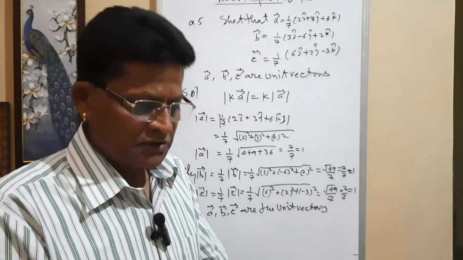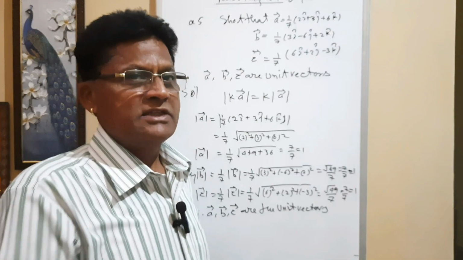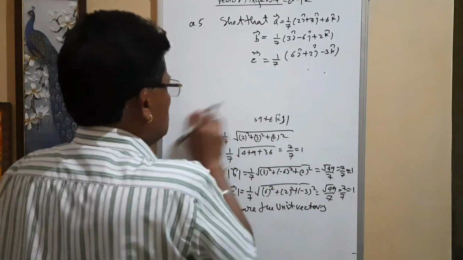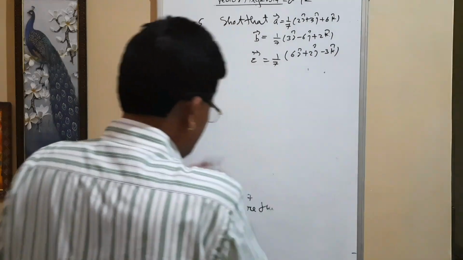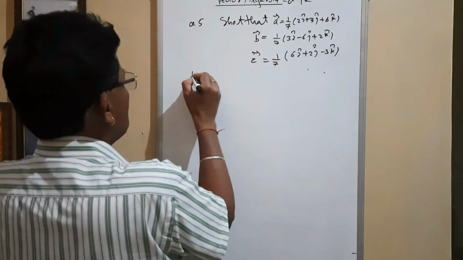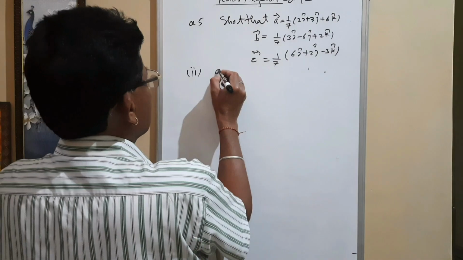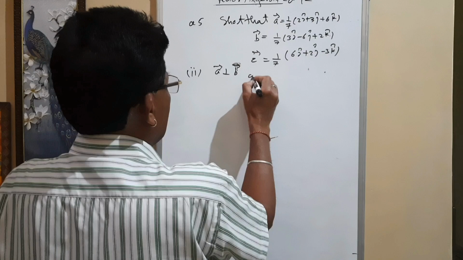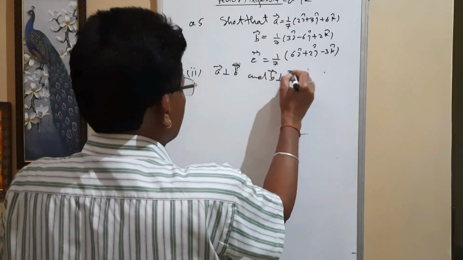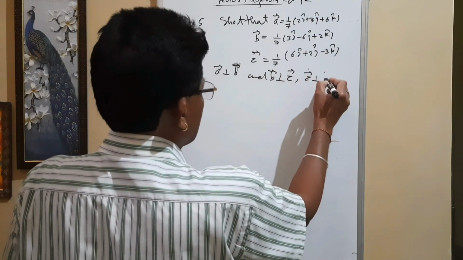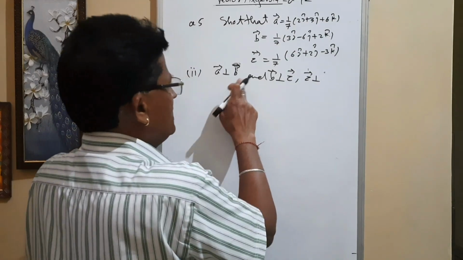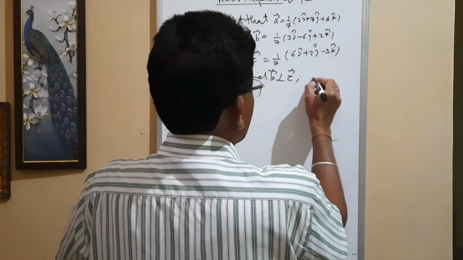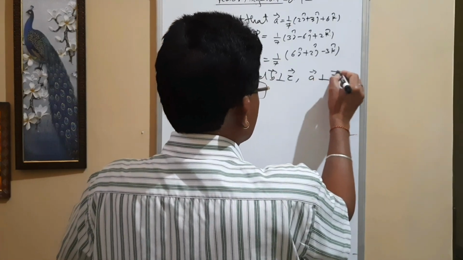But once again, what is given in the question: you prove that each and every vector is mutually perpendicular to each other. How will you prove? Let me take the second case, the second part of the same question. Vector A is perpendicular to B, this you will have to prove. And vector B is perpendicular to C vector, and vector C is perpendicular to A. All these three vectors are perpendicular.